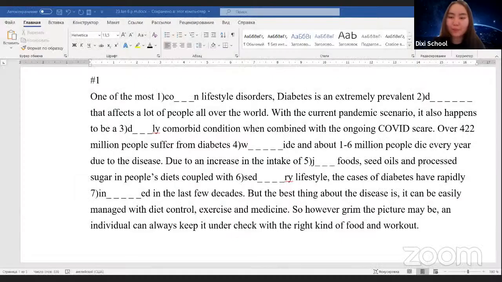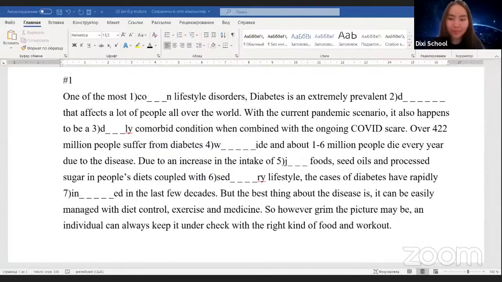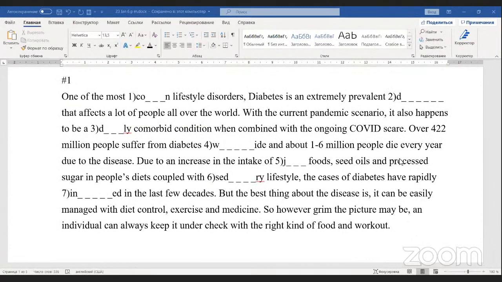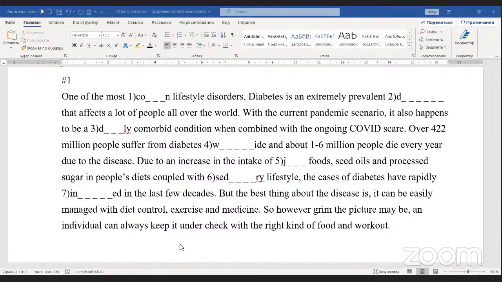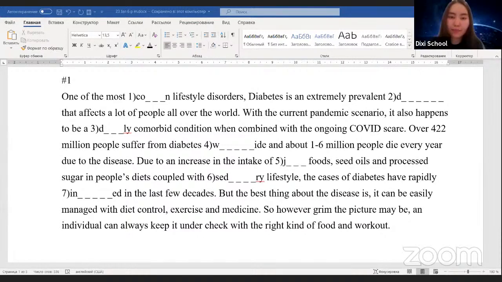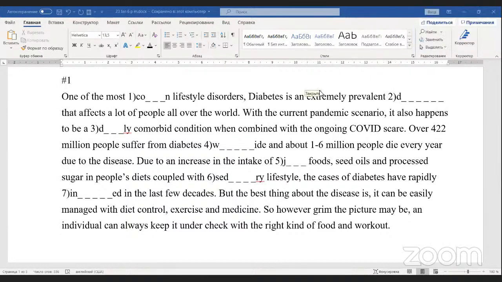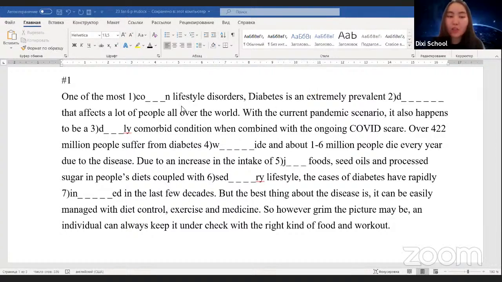Okay, so let's start with whom? Let's start with Timilan. One of the most lifestyle disorders, diabetes, is extremely prevalent and affects a lot of people all over the world. What are your suggestions about the first one? Common. Okay, excellent, guys. It's the most common, yeah. Aisha, I guess you also guessed this word, so you are right, guys. One of the most common lifestyle disorders here. As you all probably know, diabetes is extremely widely spread nowadays, so that's why it's quite understandable why the word common is here, okay?